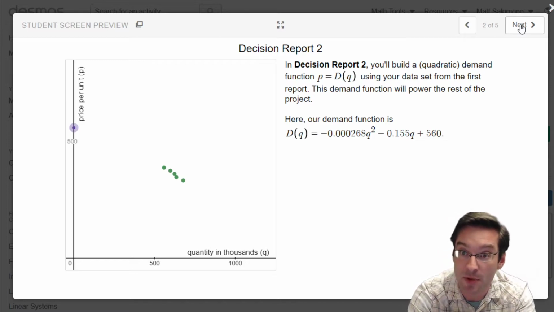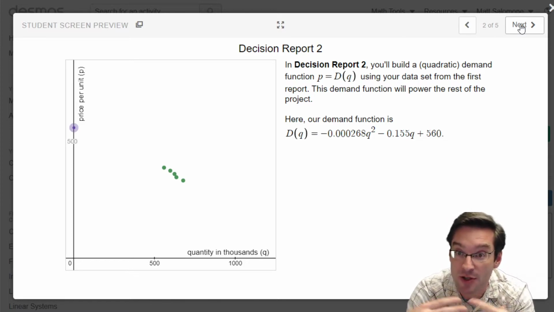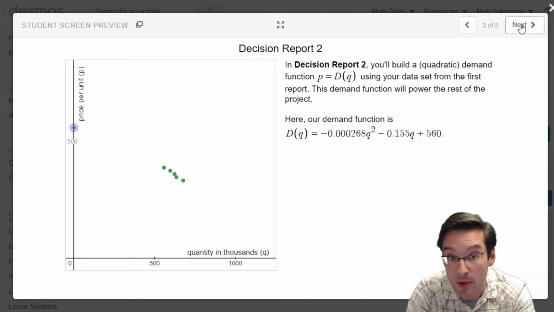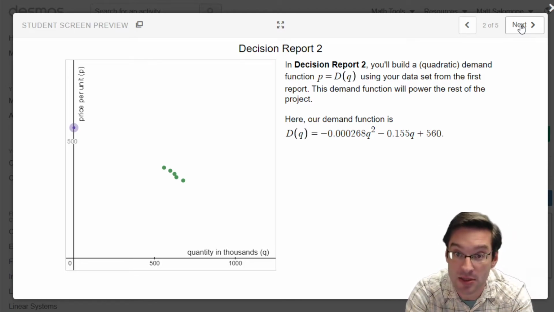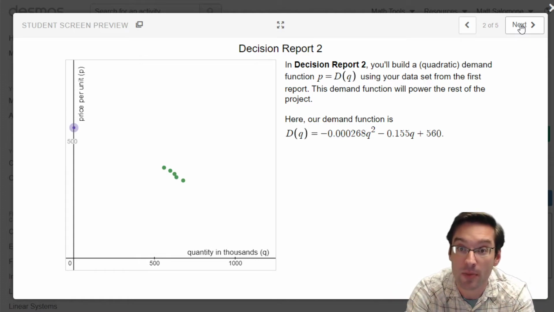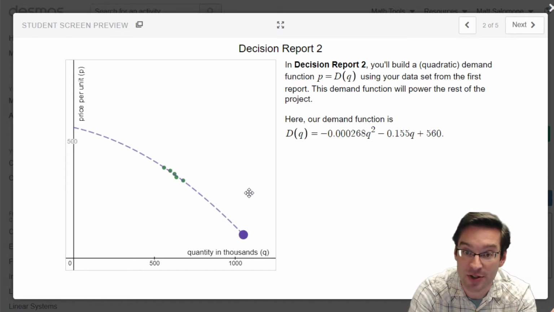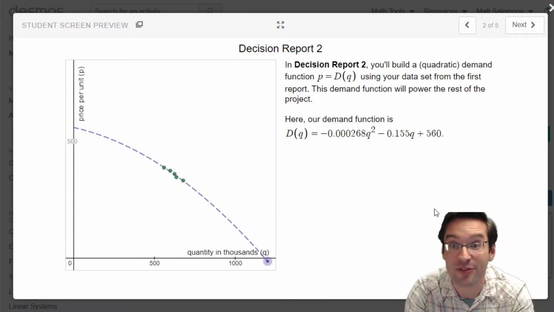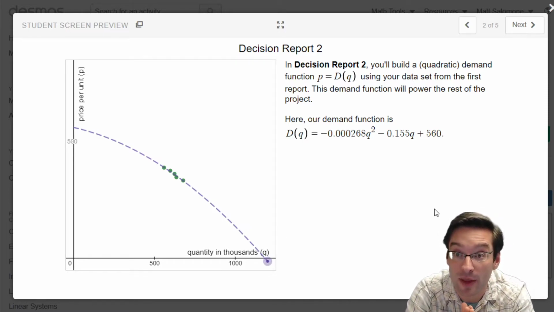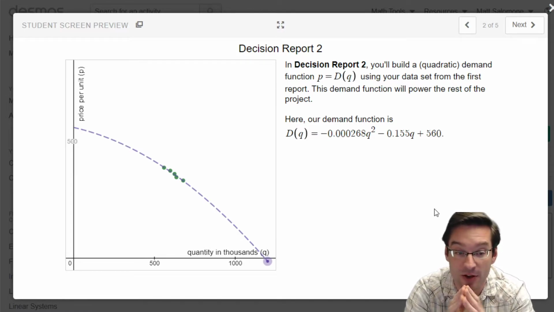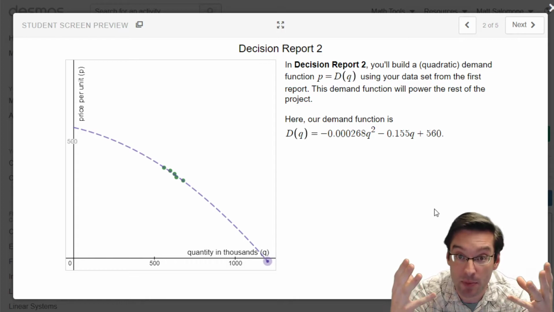And so in decision report number 2, we want to find a function that fits that demand data as best as possible. And for the sake of making our calculations easier, the kind of function we're going to use to model this demand is a quadratic function. So using either Excel or Desmos or whatever your preferred tool is, you'll find a quadratic function, so a parabola of best fit, if you like, that goes as close through the data points as possible, right? And that demand function is where the algebra part of the project kicks off.